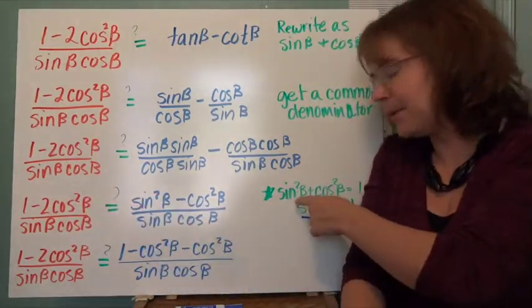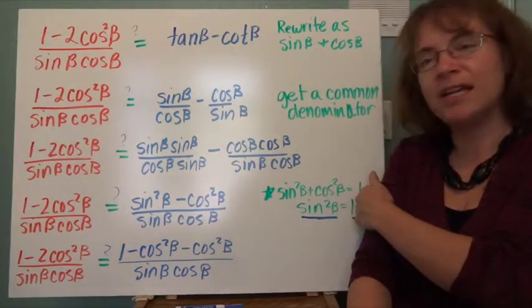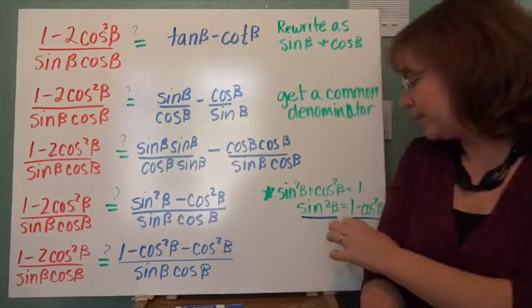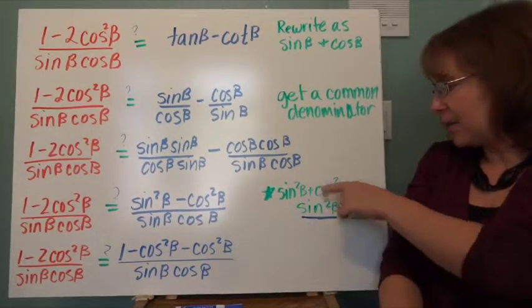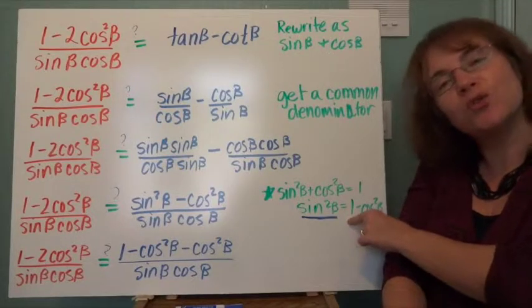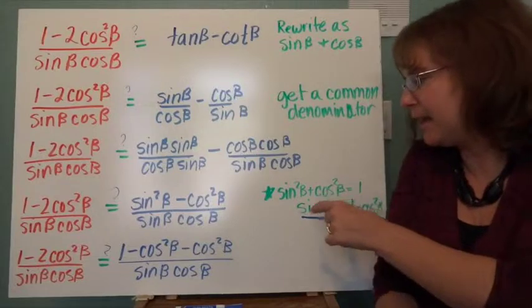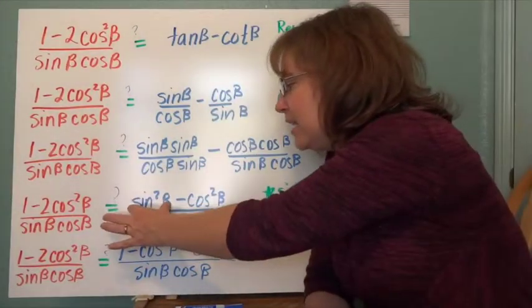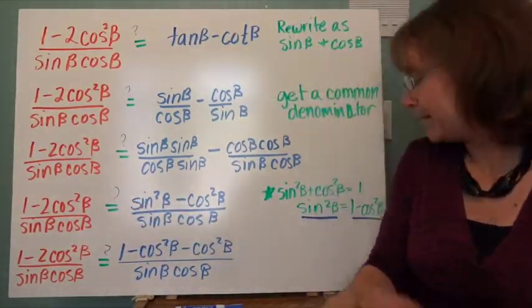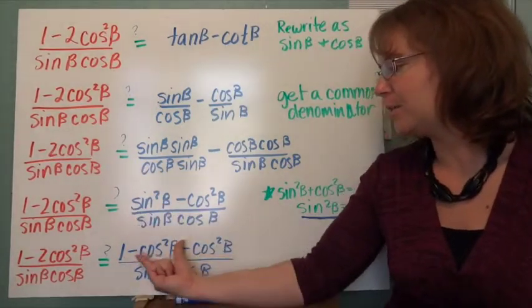So I'm going to take the Pythagorean identity, sine squared beta plus cosine squared beta equals 1, and I'm going to solve for sine squared. So sine squared beta, I'm going to go ahead and subtract cosine squared beta from both sides, and I get 1 minus cosine squared beta. I'm going to take that 1 minus cosine squared beta, and I'm going to substitute it in for sine squared beta. It's the same thing. So I'm substituting this in for my sine squared beta.